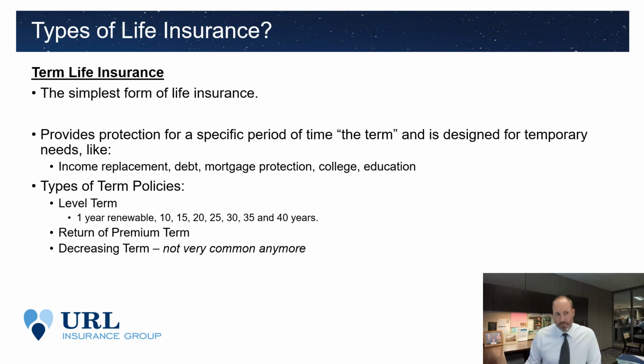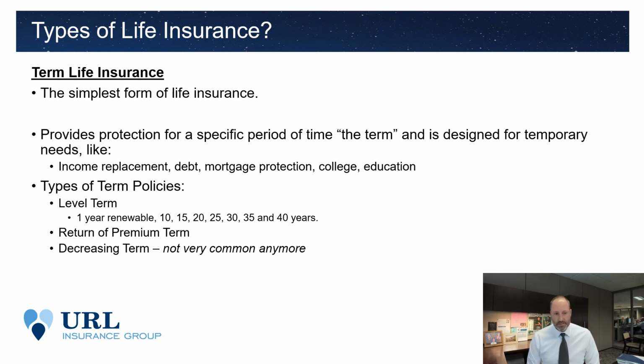Types of life insurance. We're going to start with term life insurance. Term is the simplest form of life insurance. It provides protection for a specific period of time known as the term and is designed for temporary needs like income replacement, debt, mortgage protection, college education.